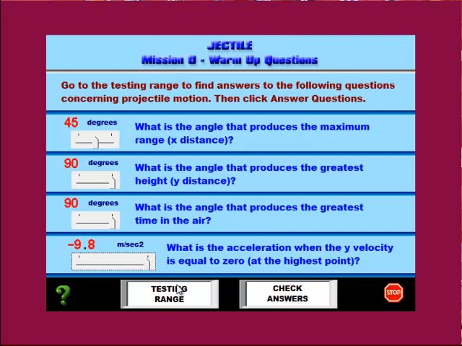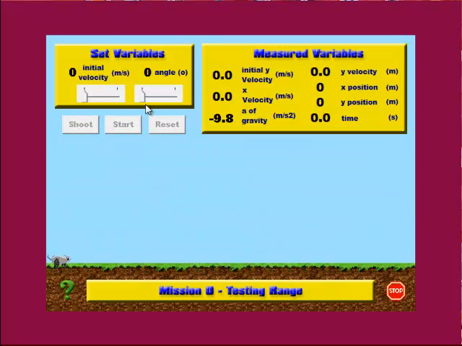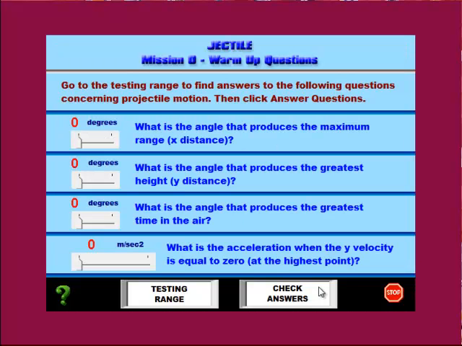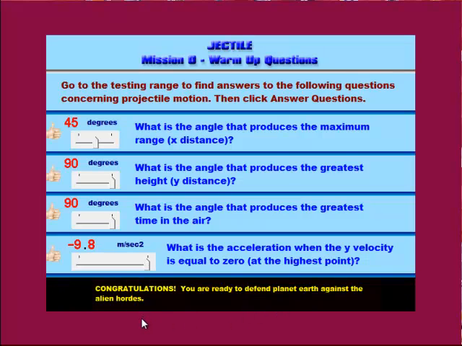Check the answers. There's also a testing range, which allows students, if they're not sure of the answers, to make a number of shots and be able to figure it out. Unfortunately, I guess I got to go back and do this again. Okay, you can see we've got it all correct, so we can move on to the game itself.